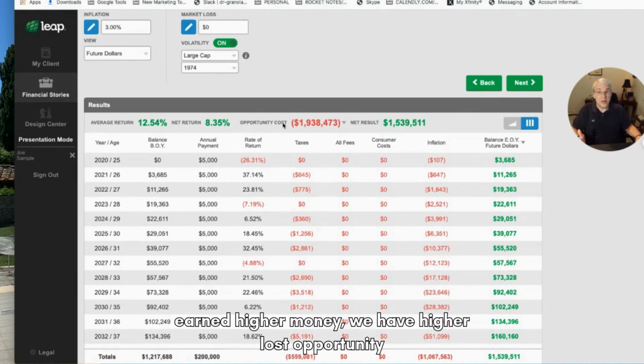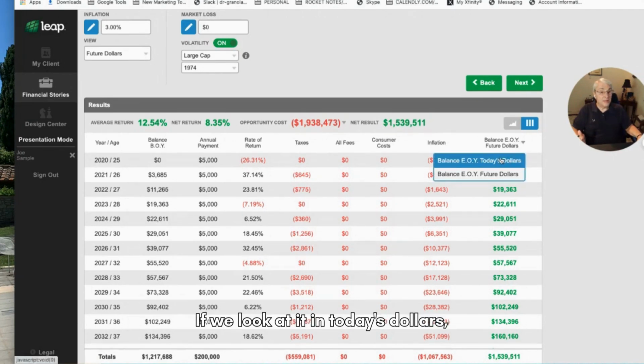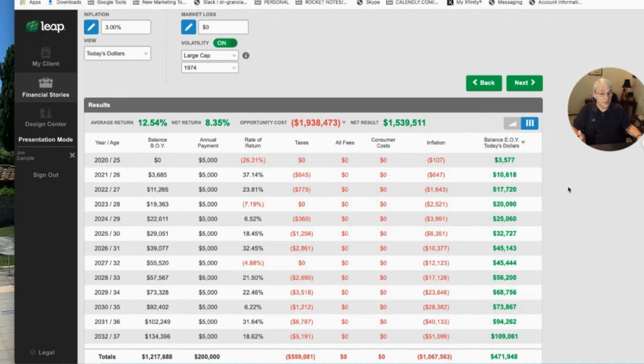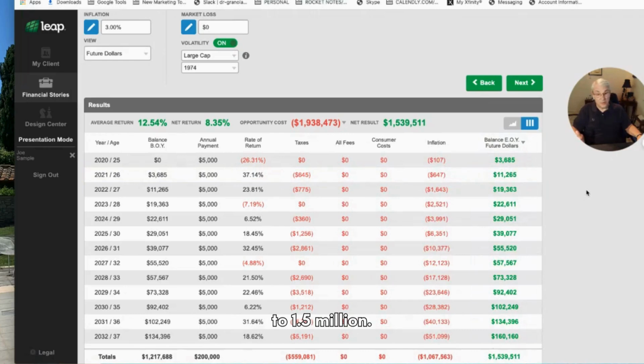But because we earned higher money, we have higher lost opportunity cost of $1.9 million, almost $2 million. And the net result is 1.5. If we look at it in today's dollars, we would have $471,000, which translates in future dollars to 1.5 million.